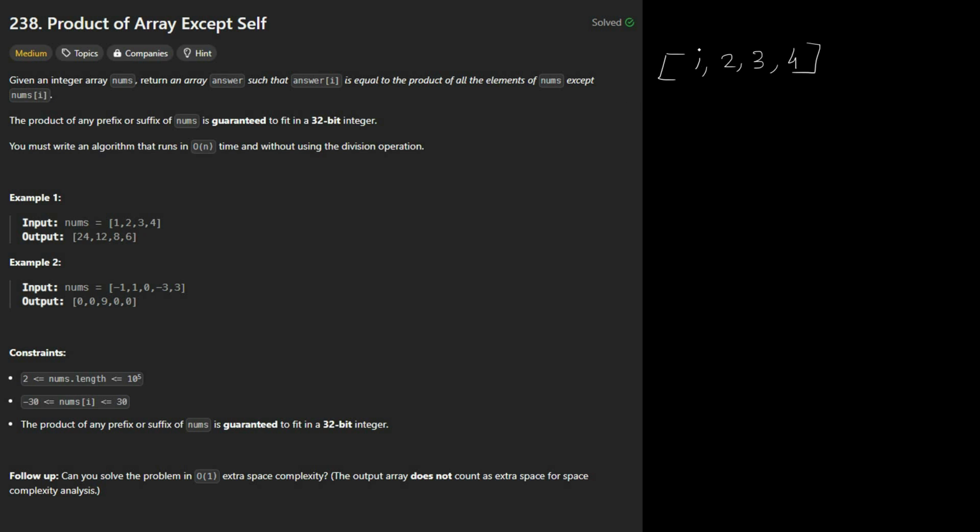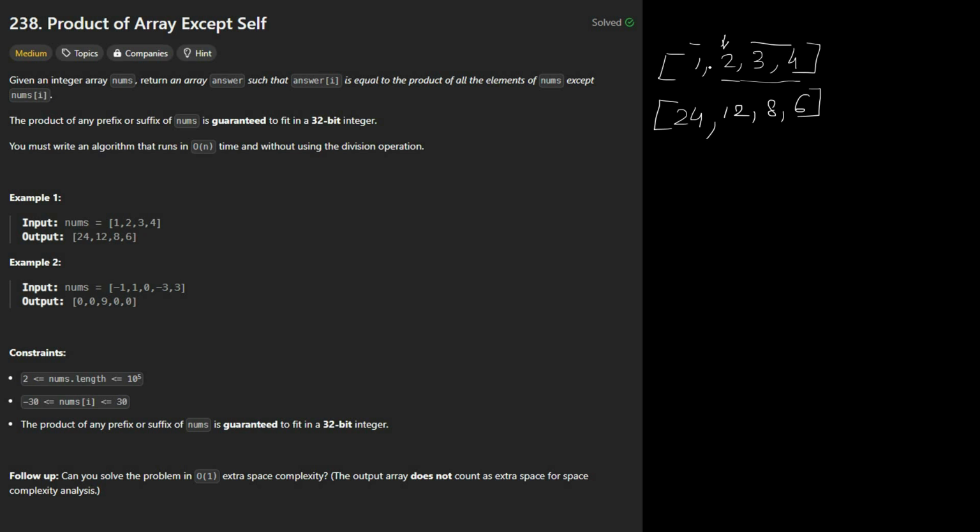So for example, in the place of 1 the result is going to be 24, which is 2, 3, 4, all these three multiplied. Then in the place of 2, it is 1 into 3 into 4, which is going to be 12. Then in place of 3, it is 2 and 4 into 1, which is going to be 8. And similarly in place of 4, we are going to get a value of 6.